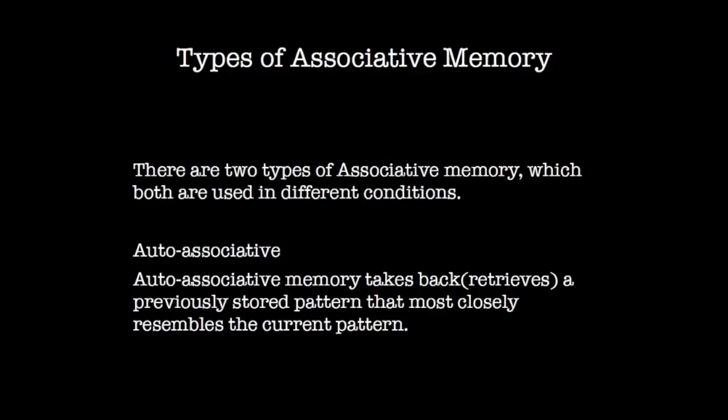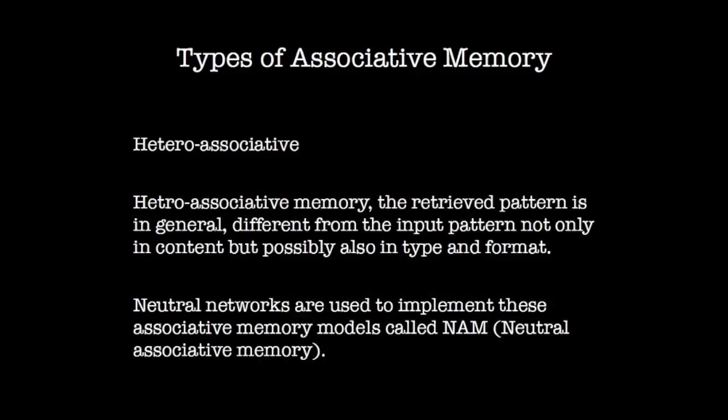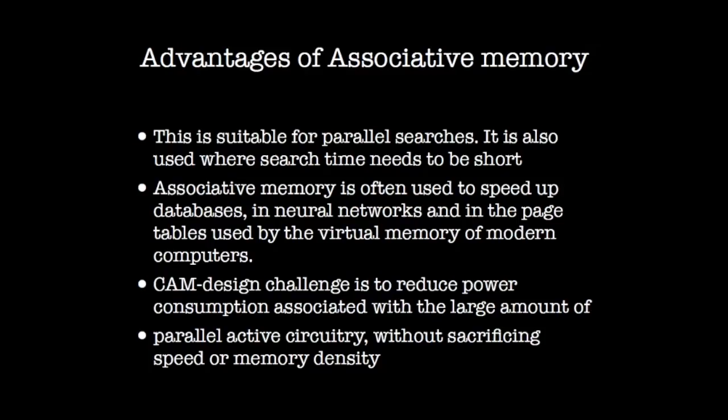Types of associative memory: there are two types of associative memory, which are both used in different conditions. The first is auto-associative. Auto-associative memory retrieves a previously stored pattern that most closely resembles the current pattern. Heteroassociative memory: in heteroassociative memory, the retrieved pattern is in general different from the input pattern, not only in content but possibly also in type and format. Neural networks are used to implement these associative memory models, called NAM, Neural Associative Memory.